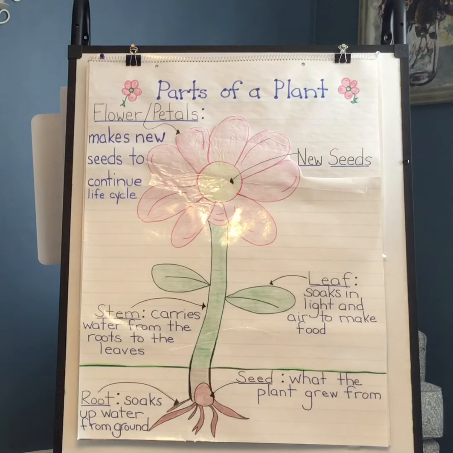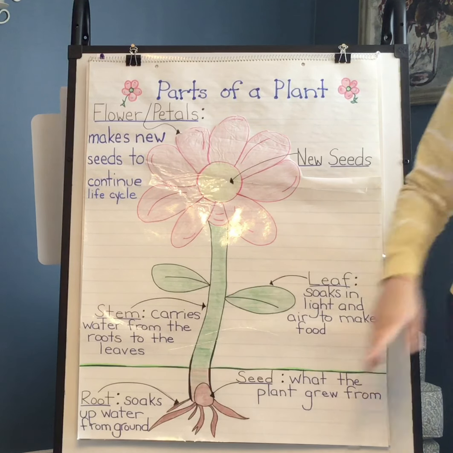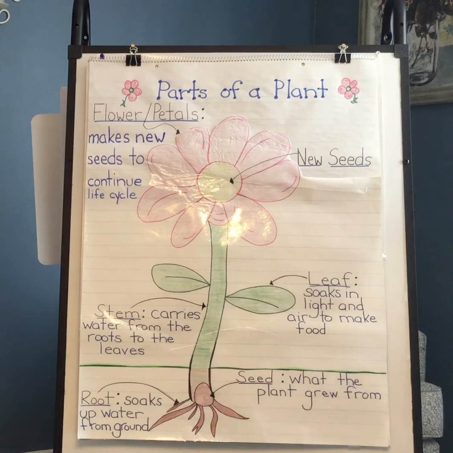And what a root does for a plant, a root soaks up water from the ground. Water is one of the things that a plant needs to grow. So the root goes down into the ground and it soaks up all the water that it can find in the ground and sends it up through the plant to help it continue to grow. So first we had the seed, where the plant grew from, and then we just talked about the roots. And again, the root's job is to soak up water from the ground and send it up through the plant to help it grow and bloom.